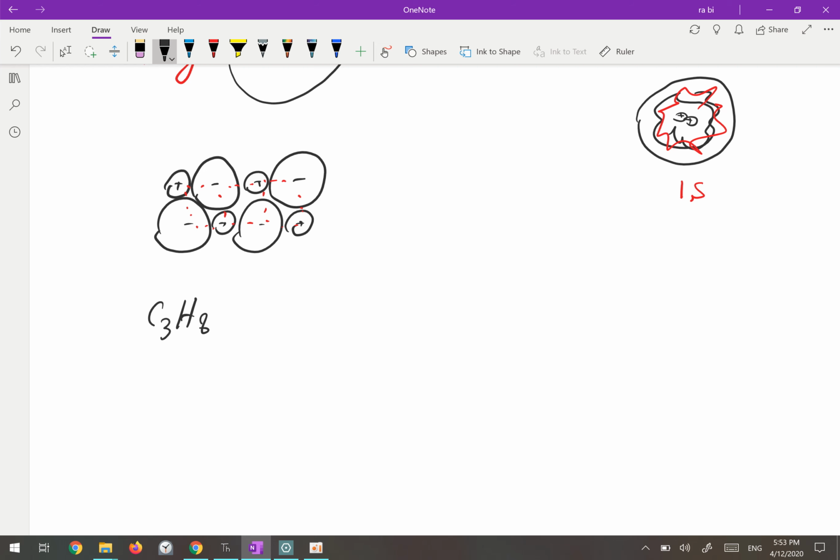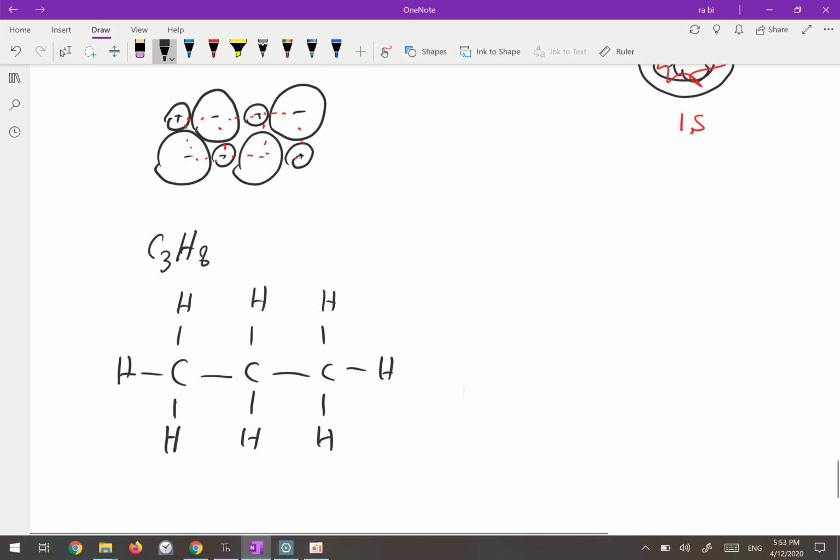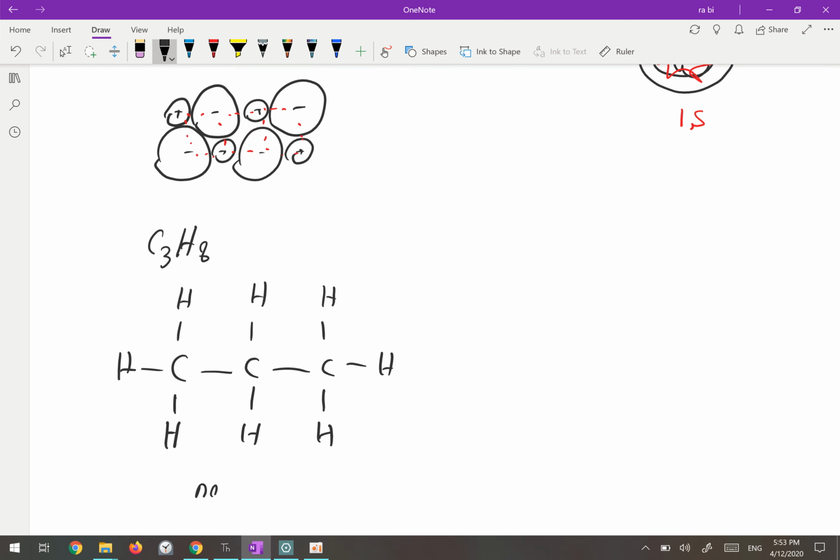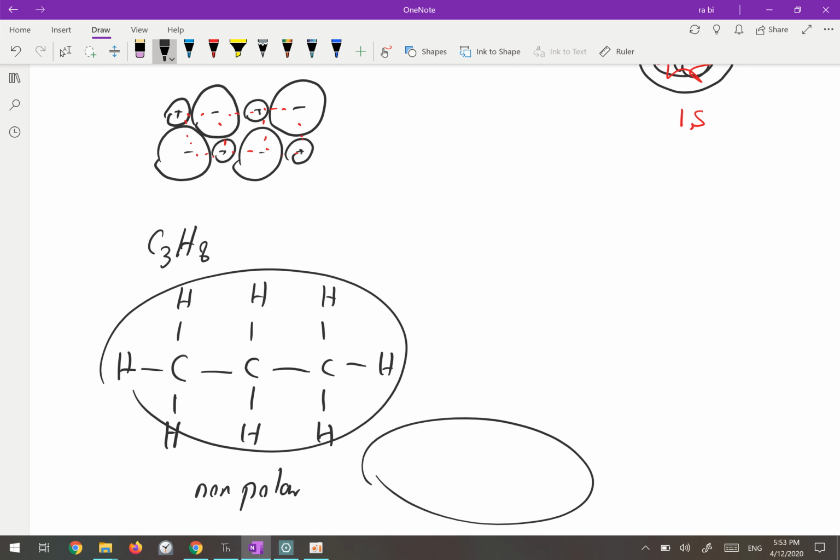If you look at the structure of these two, I draw the structure here, C3H8. Okay, so you have carbon, connects to carbon, connects to carbon. This is the structural formula for them. This is propane, and the propane is a non-polar molecule. So the only force between the propane and another propane is London dispersion force, which is very weak.